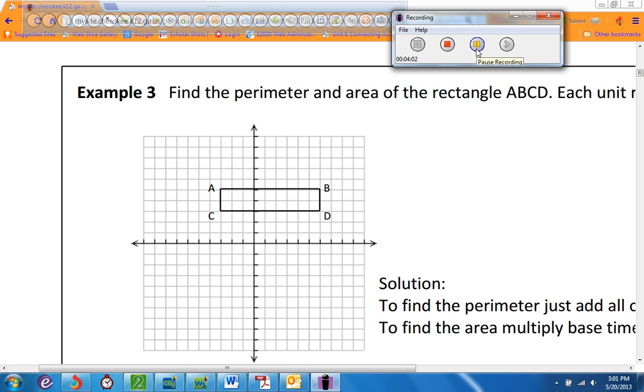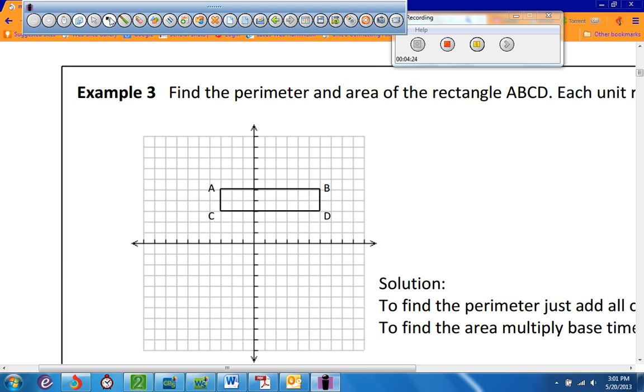Alright, looking at example 3 here, we want to find the perimeter. Now remember, perimeter is the distance around. If we walked from one point all the way around the rectangle back to that point. Alright, so now we could use the Pythagorean Theorem or the distance formula to figure out the distance between the points. So we really don't have to do that. We can just count. So that's what we're going to do.